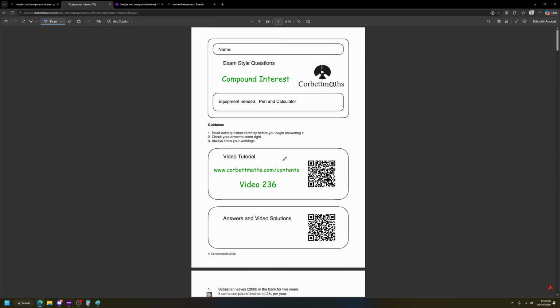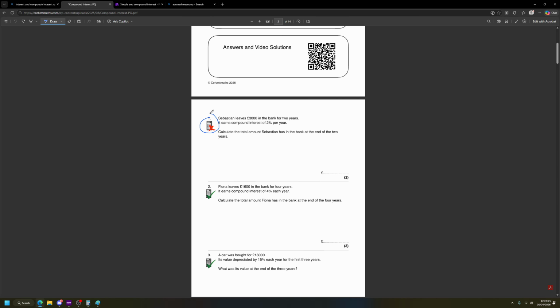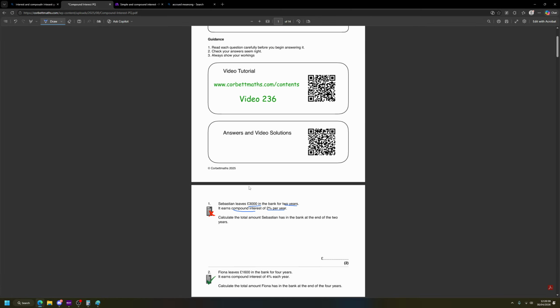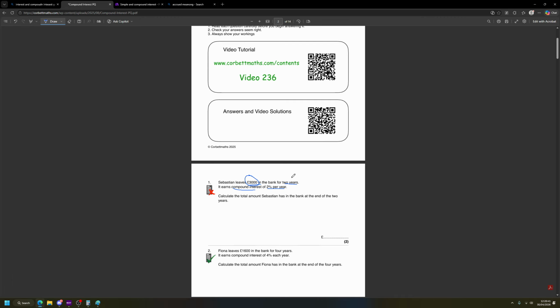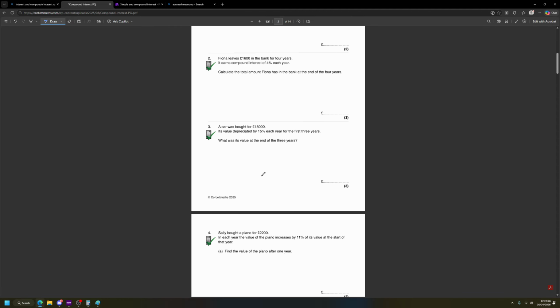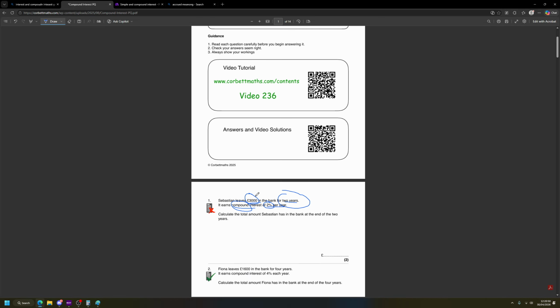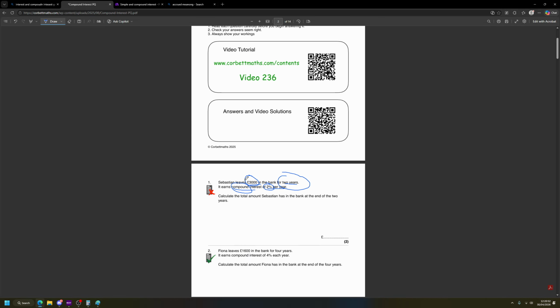Anyways, if we go here on Cobra Maths, this is non-calculator, so it's good to practice on this. Let's read the question. Sebastian leaves £3,000 in the bank for 2 years. It earns compound interest at 2% a year. Those are the four key terms you need to read in the question. In the word questions, it's the original amount, the time, whether it's compound or simple, and the percent. And obviously, there are going to be some other cases, which is why we'll go through this a little bit. But those are the main ones that will pop up.